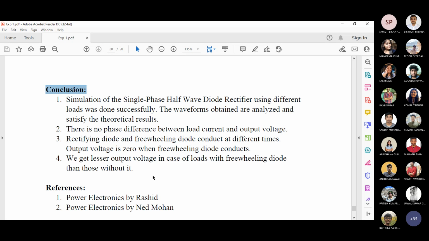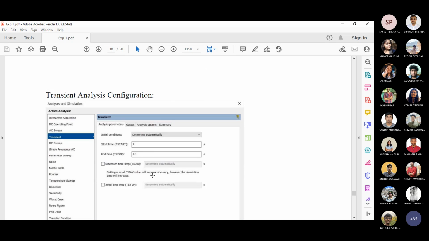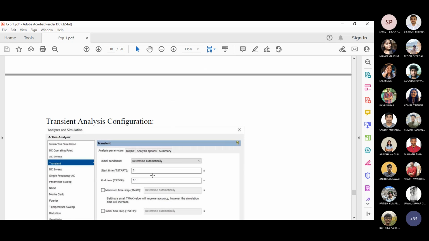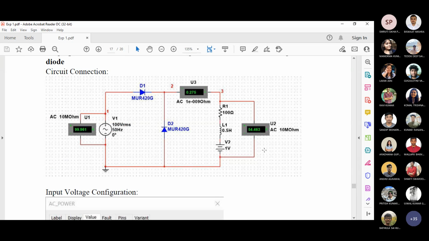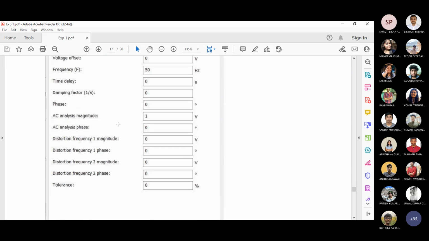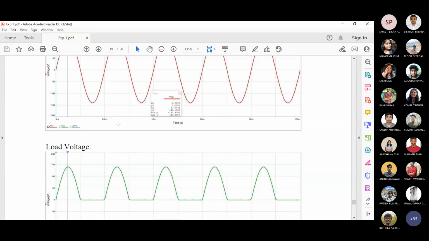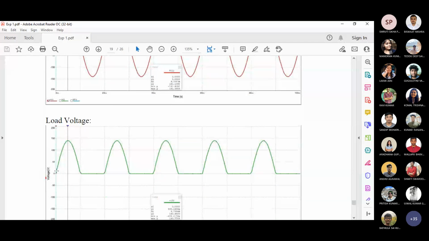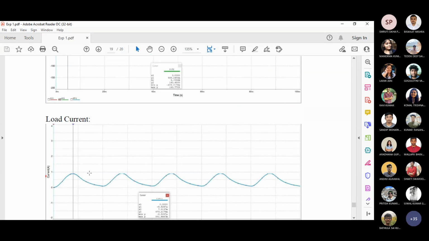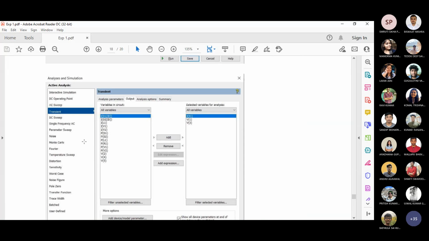For the RLE load, if that value is very low, then in that case if you increase it, that is one study you can do. Here you can see only 1 volt is there for RLE, and your input voltage is 100 volt RMS. So you can see in that configuration that the voltage value is very low. If you zoom in here, you can only see that value. So you can change that E value.